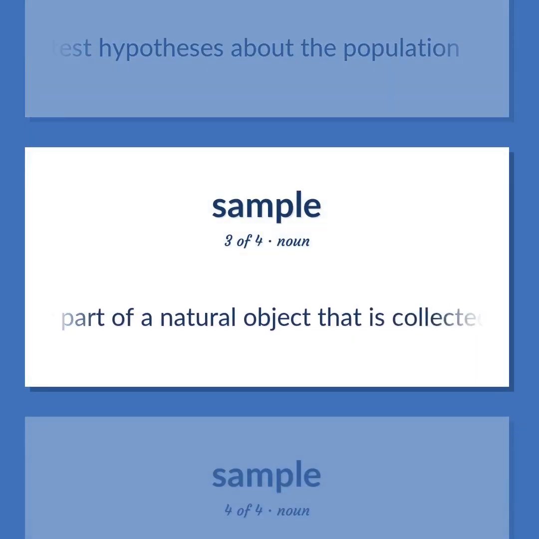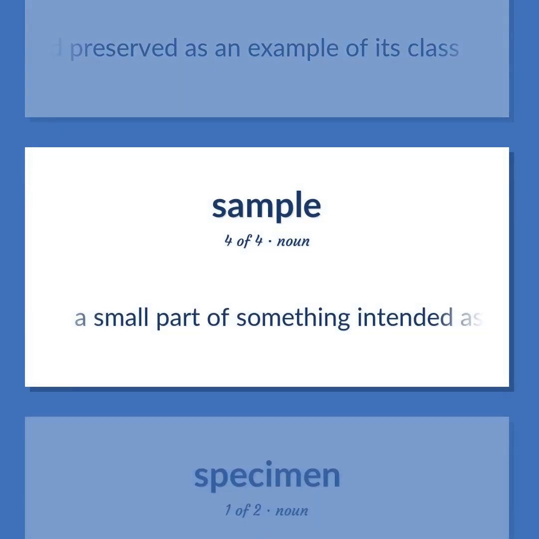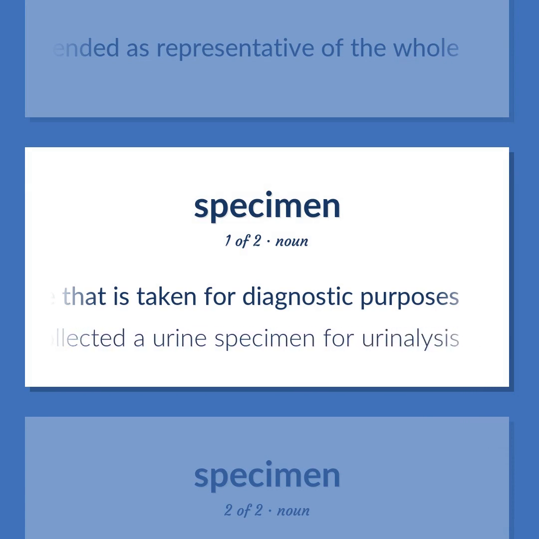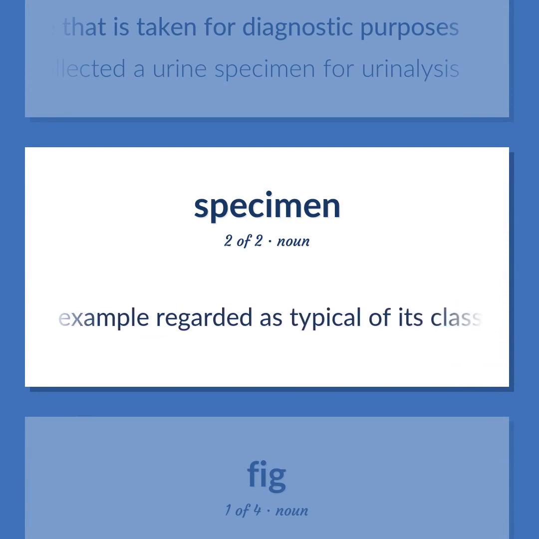All are part of a natural object that is collected and preserved as an example of its class. A small part of something intended as representative of the whole. A bit of tissue or blood or urine that is taken for diagnostic purposes. They collected a urine specimen for urinalysis. An example regarded as typical of its class.